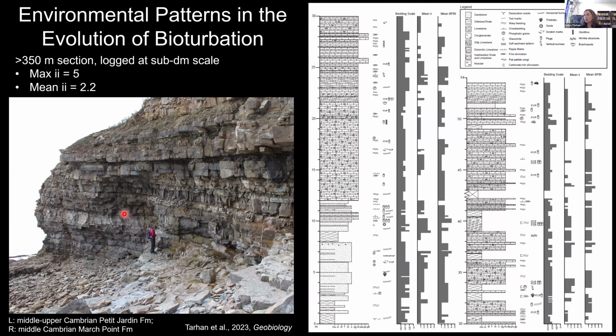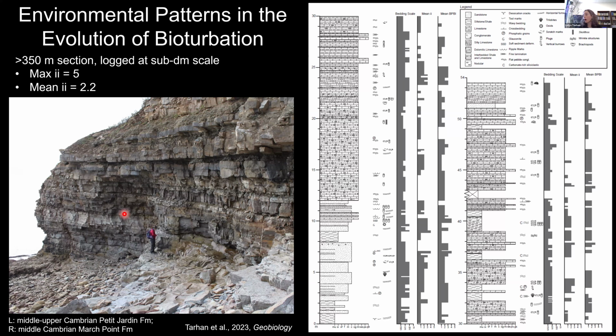And importantly, this is a succession that not only brackets this critical time period in early animal evolution and the establishment of bioturbation, this is also a succession in which we have a wide range of depositional environments preserved. So allowing us to not only track changes in bioturbation through time, but also to look at time equivalent snapshots from different depositional environments in order to determine environmental patterns in contemporaneous bioturbation.